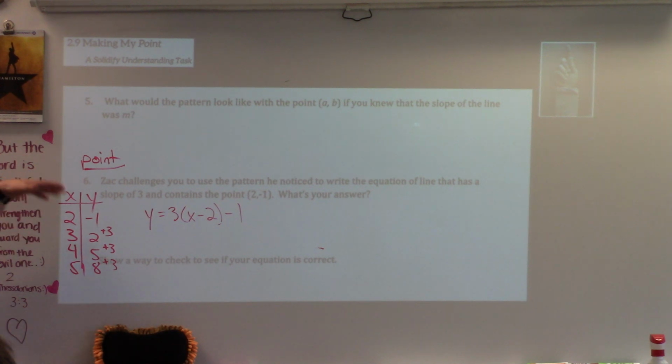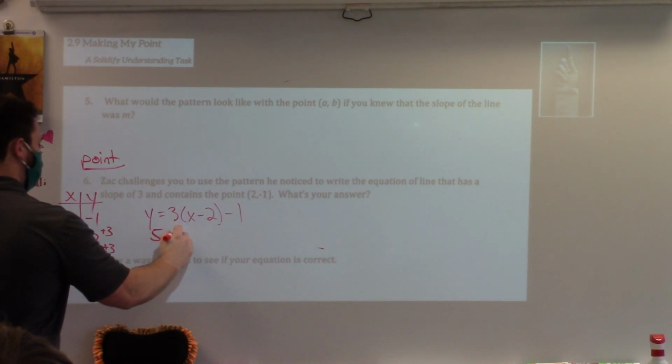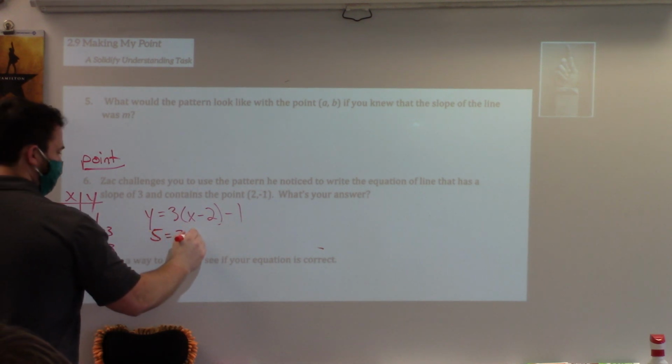Every point on this table should make my equation true. So let's check it. I'm going to pick this one. What's going to take the place of y? 5. What is going to take the place of x? 4.